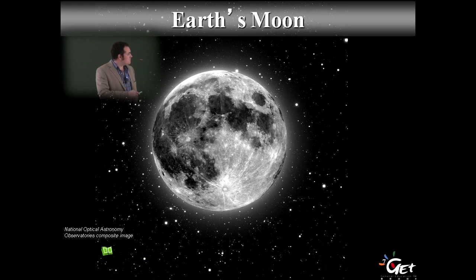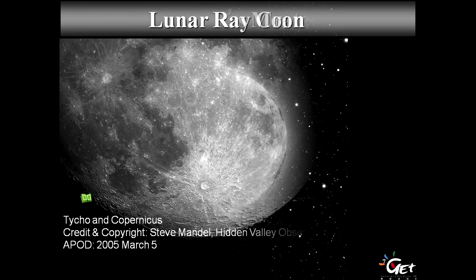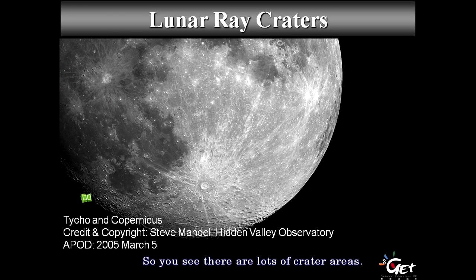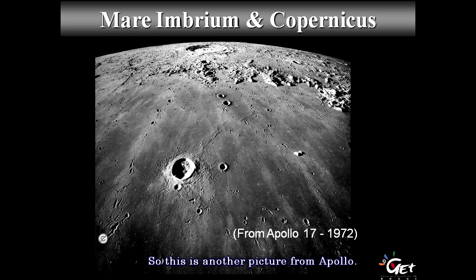And with this very noticeable ray effect. You have a zoom on it. You see there are a lot of craters. This one is massive, but you have many, many others. And you see that you have those rays coming from it. Those rays are probably due to ejection during the impact. This is another picture from Apollo. This part, which is darker, seen from Earth, is called Mare Imbrium, and this very big crater here is called Copernicus.